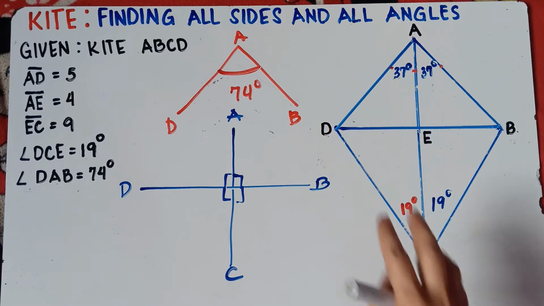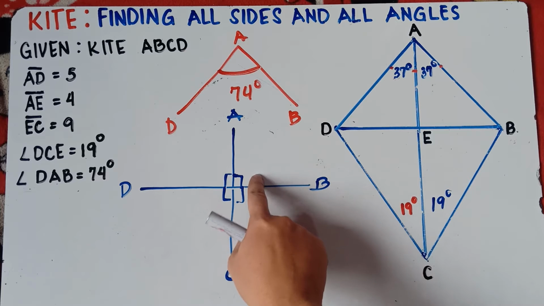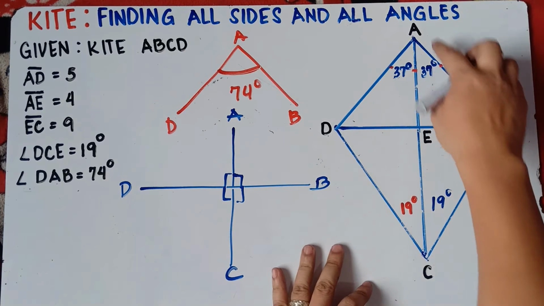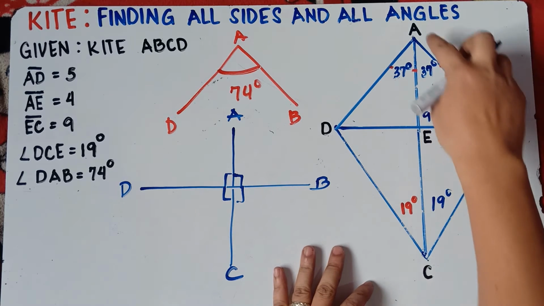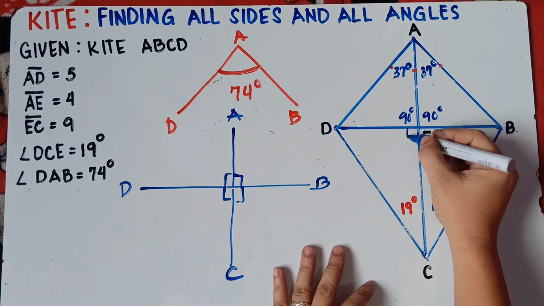Therefore, the diagonals are perpendicular because when they meet each other, they form a 90 degree angle. Alright, so therefore, we can say that angle AEB is 90 degrees. Angle AED, that's 90 degrees, because this is a right angle, class.